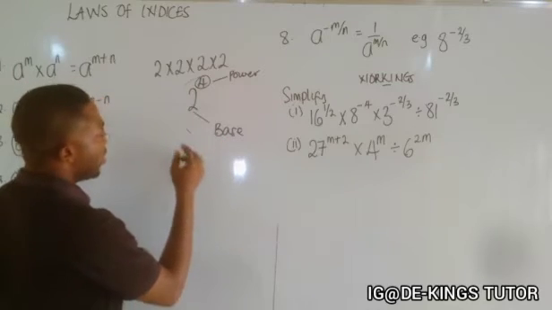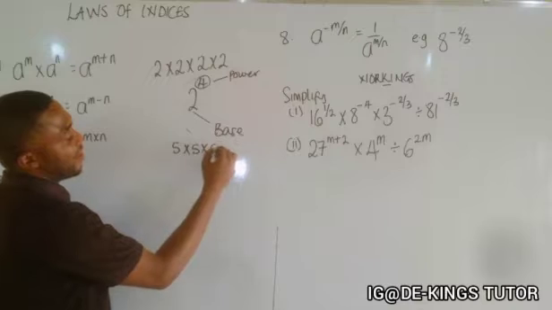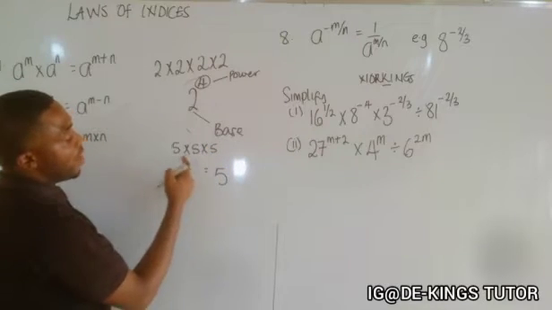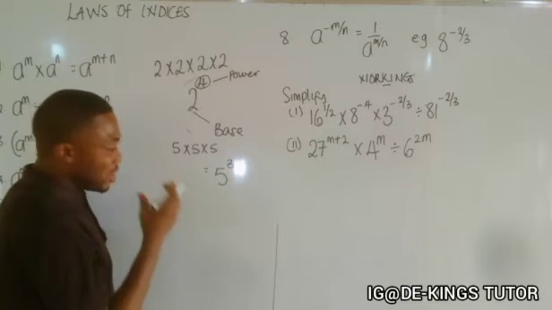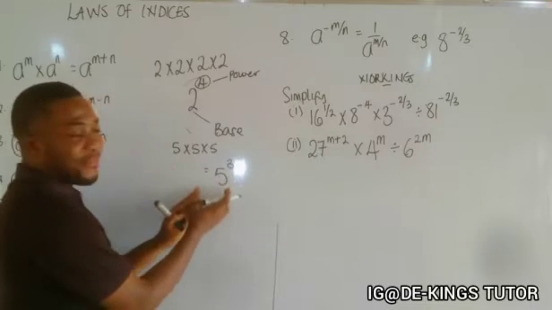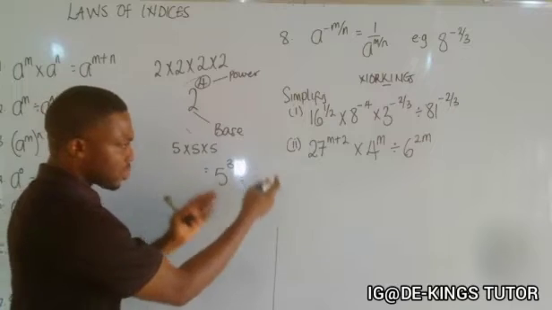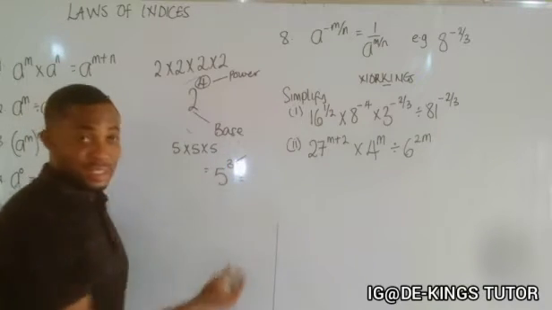In the same way, we can have 5 times 5 times 5, which is written as 5 raised to the power of 3. It means you multiply 5 three times, and this will give us 125.